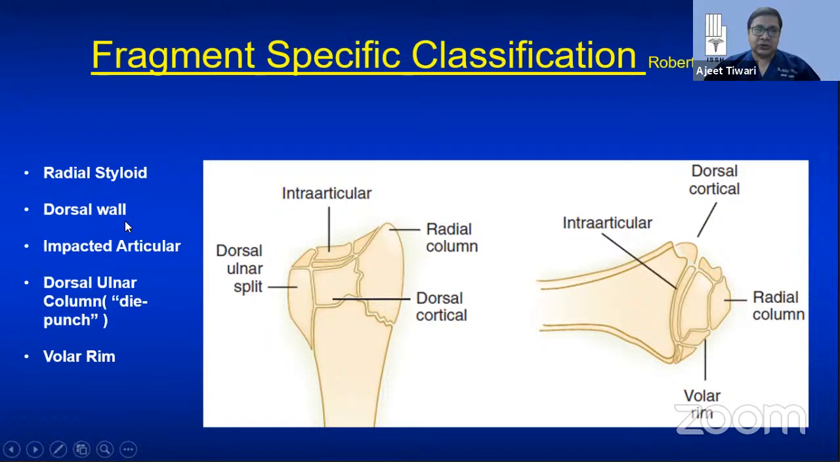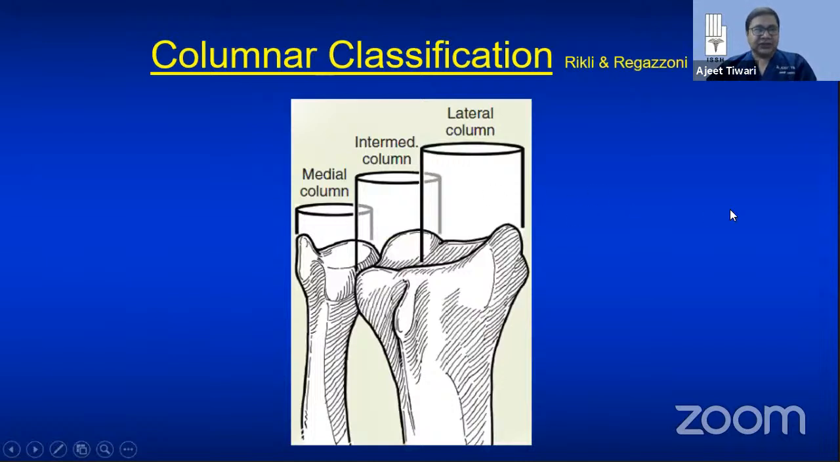One is the radial styloid, there's the dorsal wall, the impacted articular fragment, the dorsal ulnar column or die-punch fractures, and the volar rim fragments. Another important classification, given by Rikli and Regazzoni, is the columnar classification. The whole wrist joint is divided into three columns: the lateral column, the intermediate column, and the medial column. The lateral column corresponds to the radial styloid as well as the scaphoid facet. Reduction of this column is important to gain radial length, as well as the intra-articular part, both dorsal and volar.